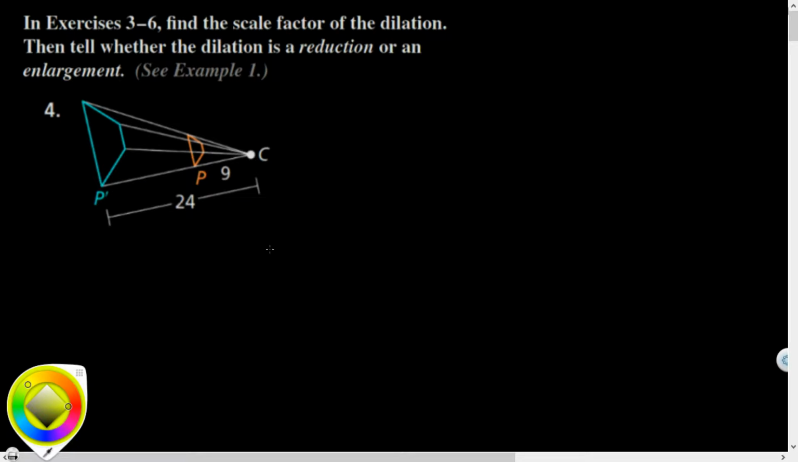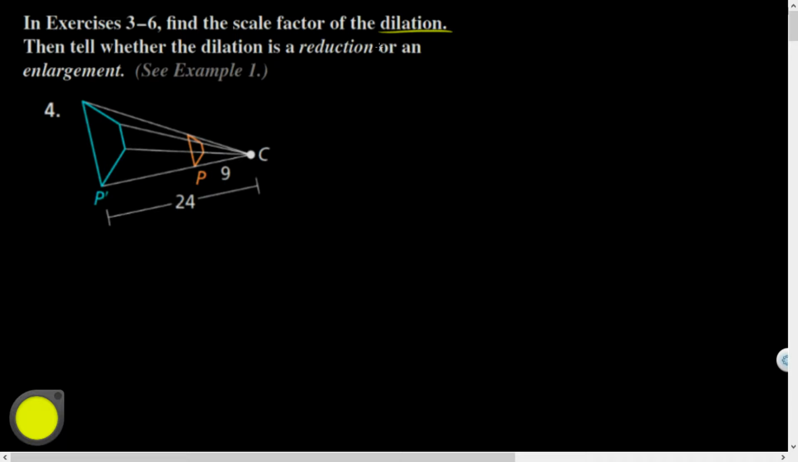Mr. Wada here. We were talking about dilations yesterday, which is basically a non-rigid transformation. It's a similar transformation as we'll talk about today. But yes, dilations reduce or enlarge an object by a scale factor. And let's see what we got here.